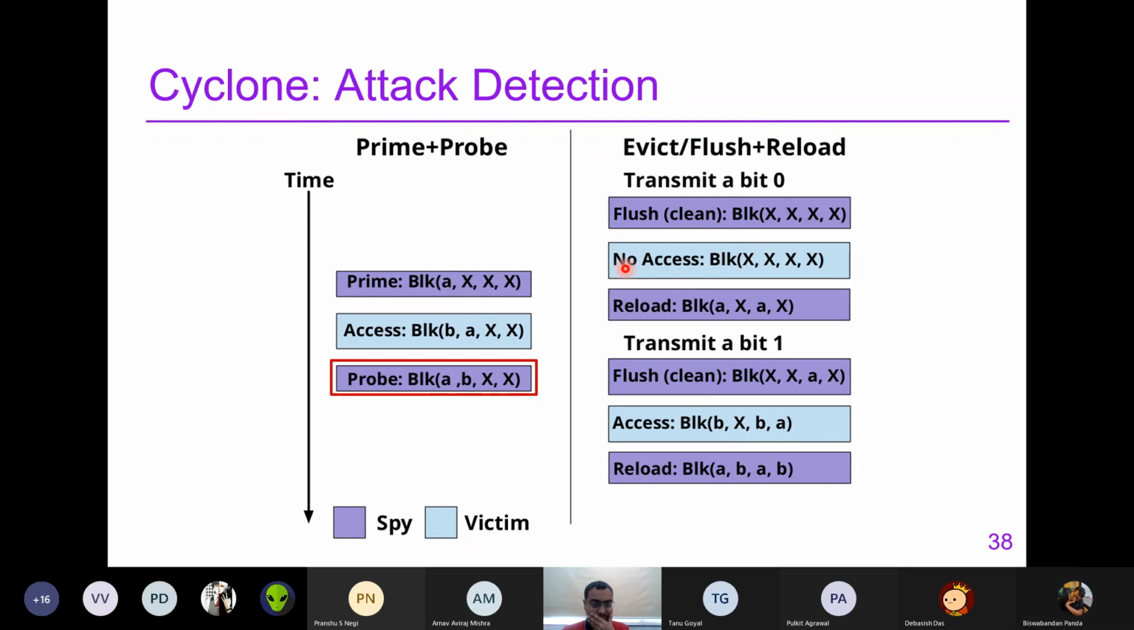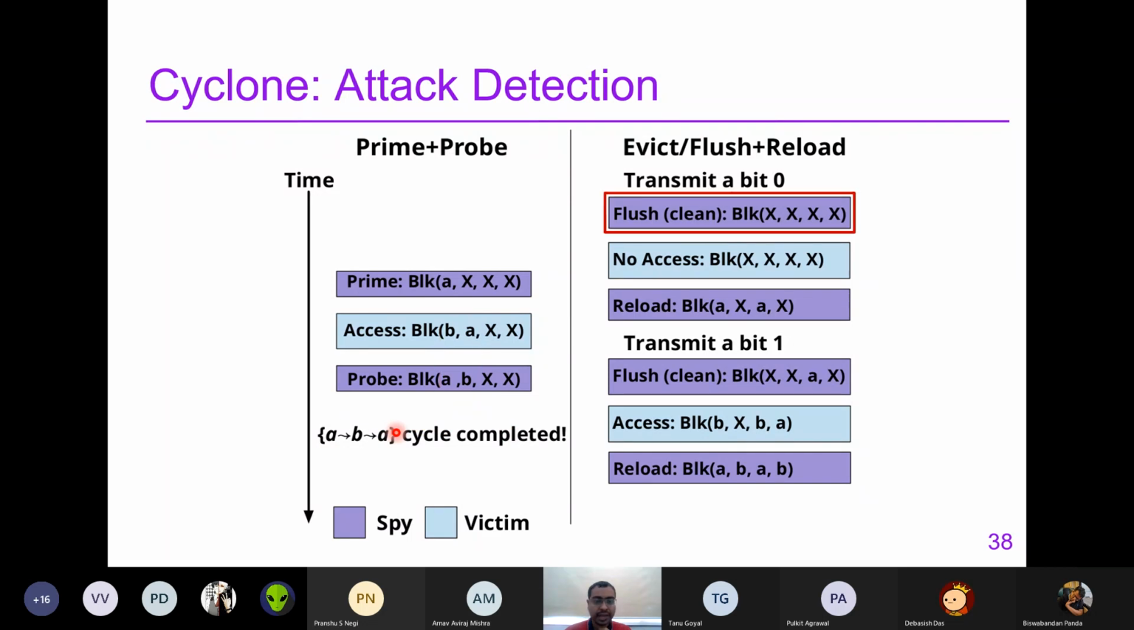Okay, so if we track the history here, first from A to B and then again from B to A, so here this cycle has formed. This is one interference cycle, and this is detected. In the same way, the same thing happens in the case of Flush+Reload also. Here one cycle is formed, A to B and again B to A, so here one more interference cycle is getting detected.